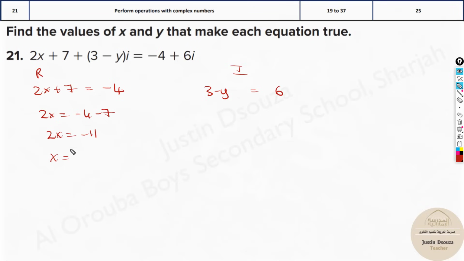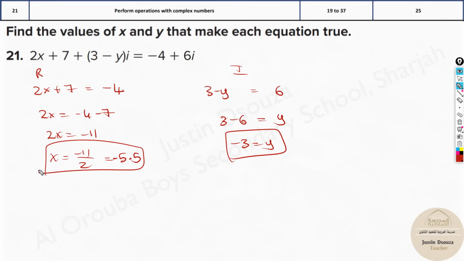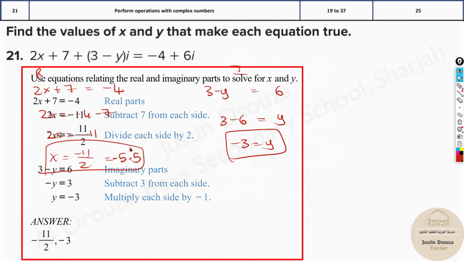Divide both the sides by 2, you will get negative 11 by 2. That is equal to minus 5.5. Now here you take the y to the other side because it's negative, isn't it? So bring the 6 to the other side, it becomes 3 minus 6 equals y, so minus 3 equals y. This is the answer here, and this is the answer. You can keep the answer in terms of fraction or decimal, it's fine. In the sample answer it's a fraction, but you can write a decimal as well.